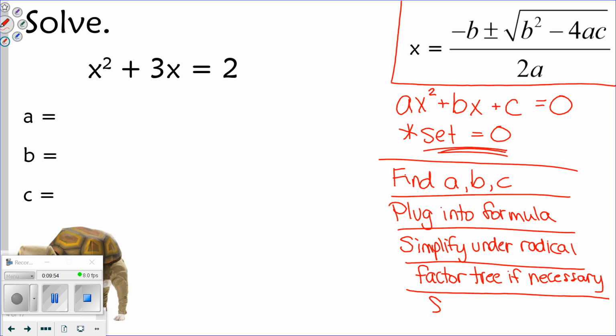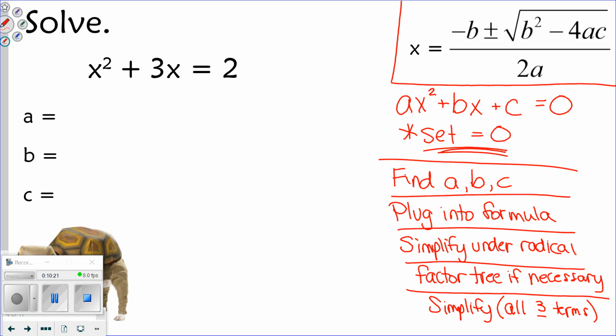And then simplify. Sometimes you can, sometimes you can't. But when you do simplify, make a note, and I'll explain what this is in a minute. All 3 terms. And I'll explain that in just a second. All right, so there's kind of your process for the quadratic formula.